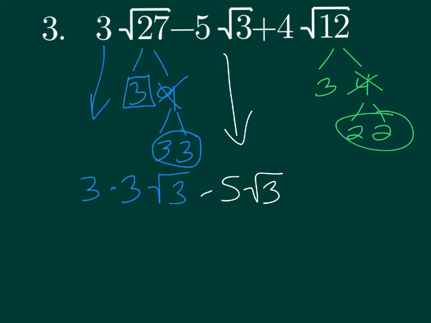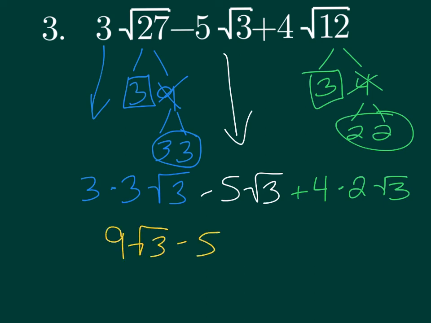So our third term would become, let's see, we're going to do 4 times 2. And then we have a square root of 3, because the 3 is left over. All right, let's just quickly simplify this. We got 9 square root 3 minus 5 square root 3 plus, that looks like that's 8 square root 3.